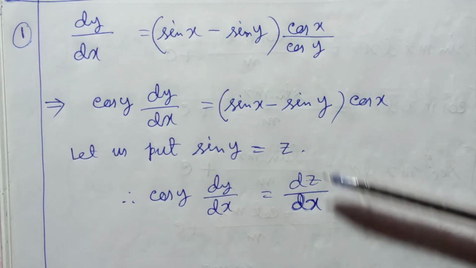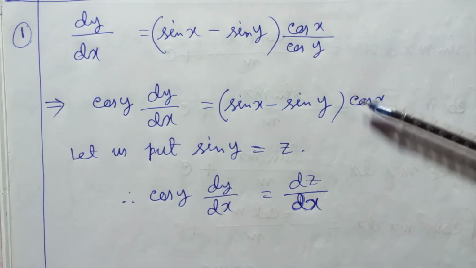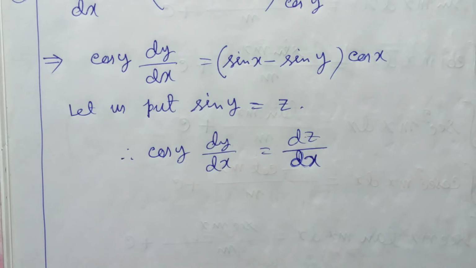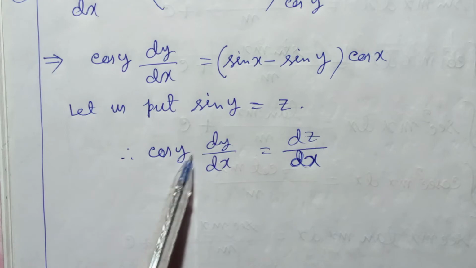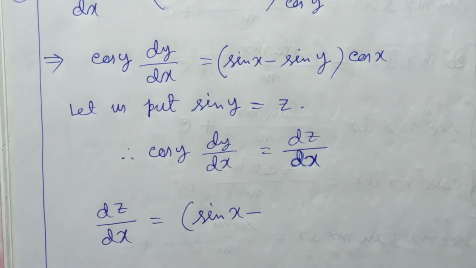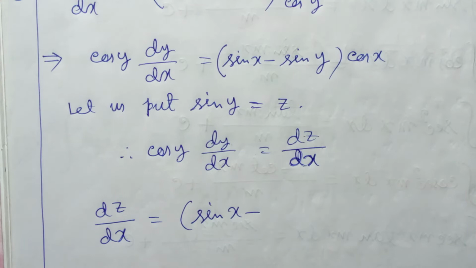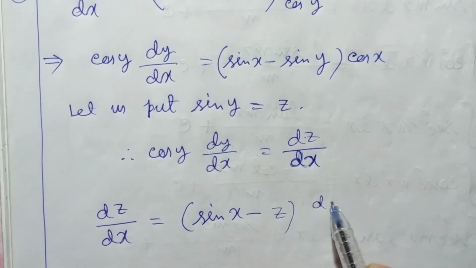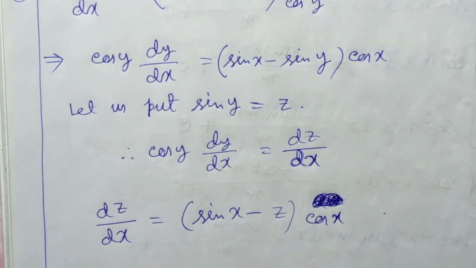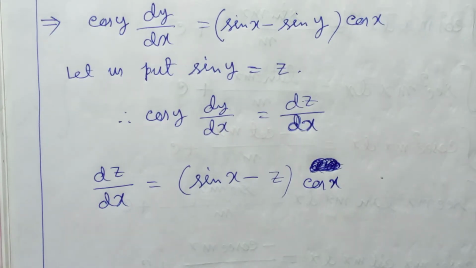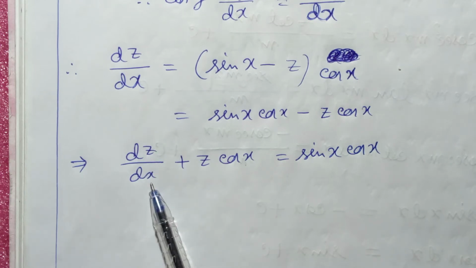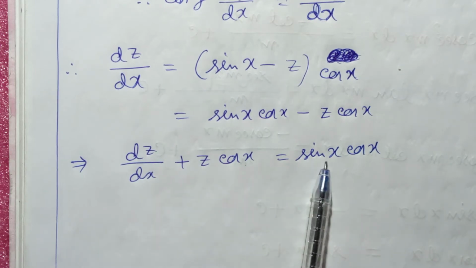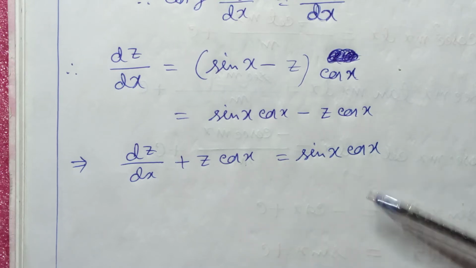Using these two equations in this equation we can put dz by dx in the place of cos y dy by dx, z in the place of sin y, and ultimately get this equation. This is ultimately giving this equation: dz by dx plus z cos x is equal to sin x cos x. This is a linear differential equation in z.